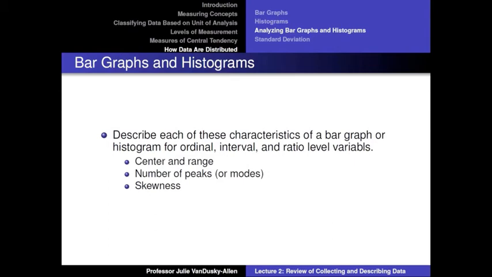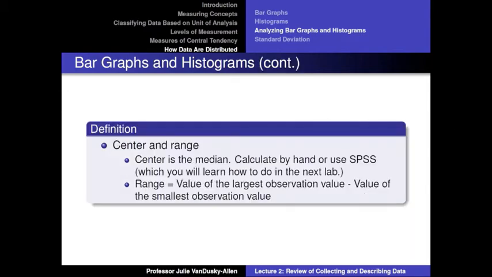Now I'm going to show you how to describe a bar graph or histogram for ordinal, interval, and ratio level variables using the following characteristics: center and range, number of peaks or modes, and skewness. The center of a bar graph or histogram is where the median is located. You can calculate this by hand or use SPSS to do it, which you will learn how to do in the next lab video. The range of a bar graph or histogram tells us the difference between the largest and smallest observation values. The simplest way to calculate the range of a bar graph or histogram is to take the value of the largest observation value and subtract the value of the smallest observation value from it.